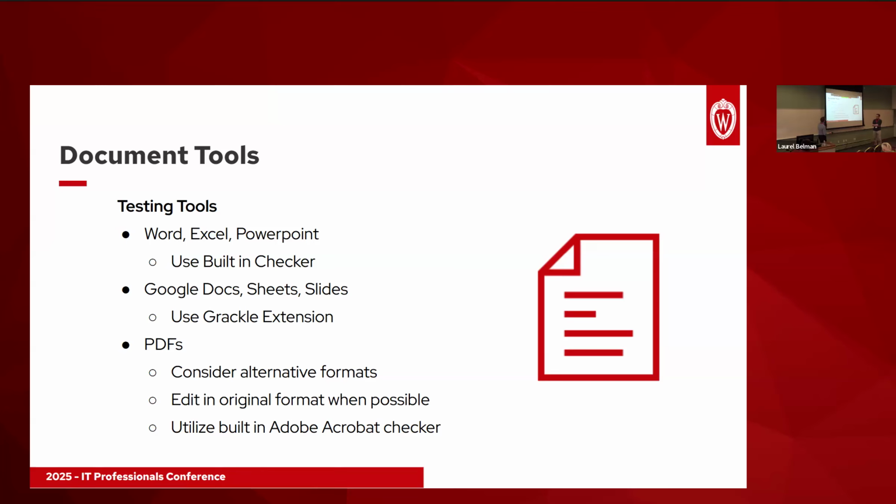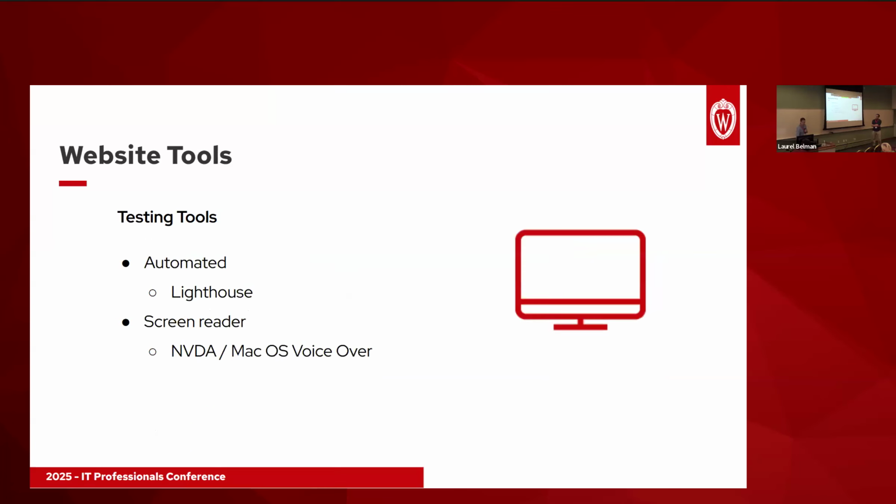But some of the tools for documents, as I mentioned, are things like Grackle and testers built into Word. For PDFs, there is a checker built into Adobe Acrobat. However, it is a very difficult one to use. So as I think Mark had some great advice there, if you can, go back to that original format. Try to work within the document that you exported to PDF first. Look at what you can do there.